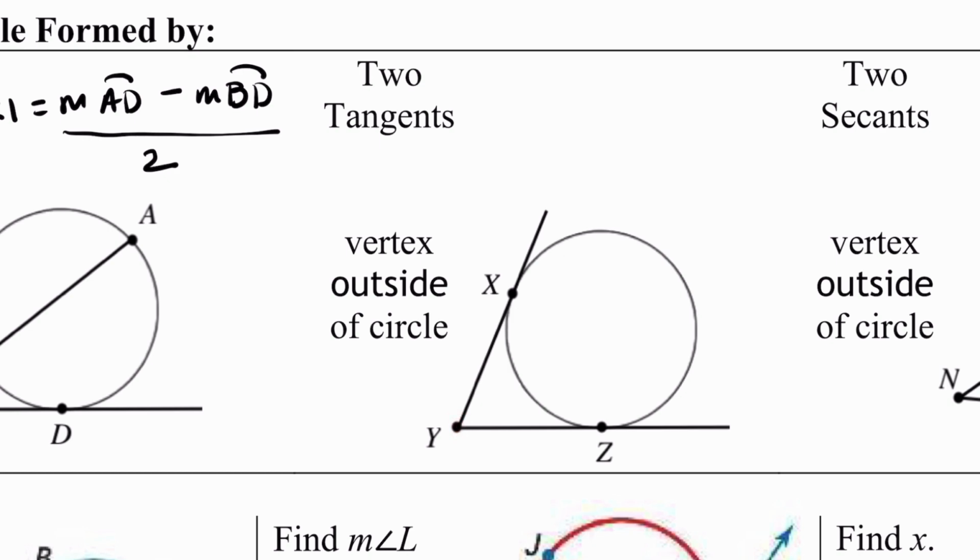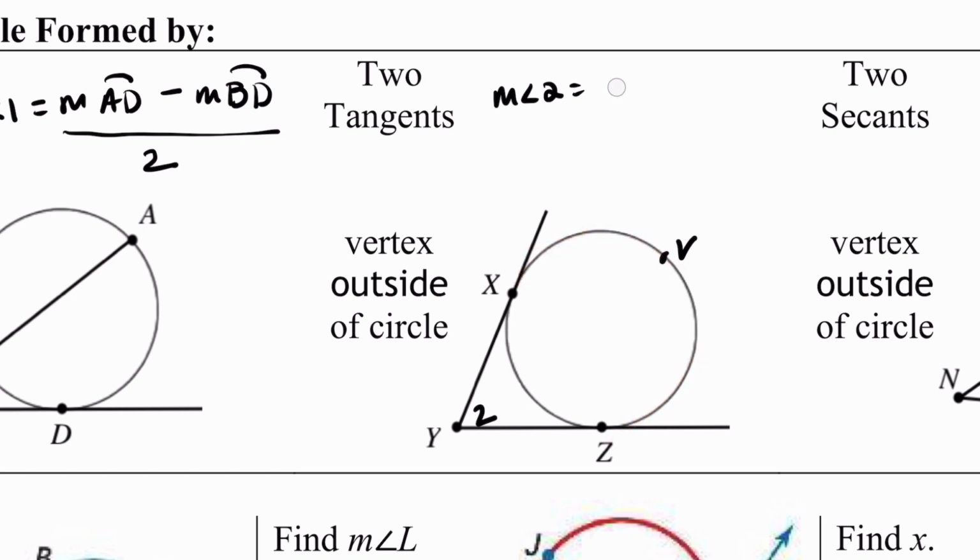We were dealing with 2 tangents. Again, the vertex is outside of the circle. The formula still applies. So I'm going to call this angle 2. So measure angle 2 is equal to the big arc. So measure arc, let's call this V over here, because I don't want to say that this is XZ when this could also be XZ.